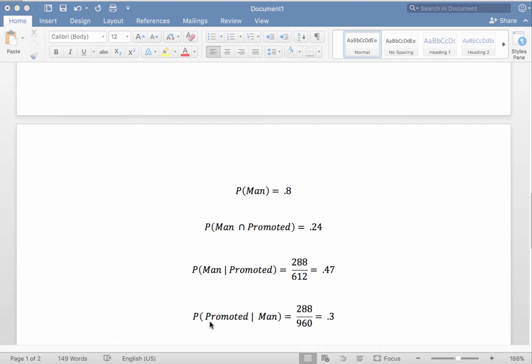Reverse that: the probability that a person was promoted, given that the person was a man. This means that you are not selecting a person at random from the total of 1,200. You're selecting a person at random from the population of men. There were 960 men, 288 of them were promoted, so this probability is 0.3.